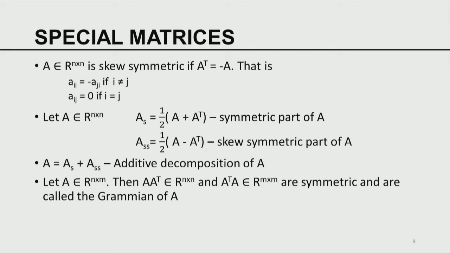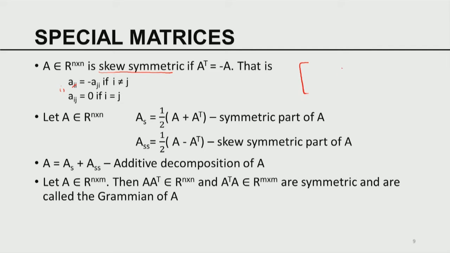The special matrices continue. A matrix is said to be skew symmetric matrix if A transpose is minus A. So symmetric matrix is A transpose is A. Skew symmetric matrix is A transpose is minus A. So in a skew symmetric matrix, a_ij must be equal to minus a_ji, and a_ii is equal to 0 if i is equal to j. So the diagonal elements of a skew symmetric matrix are 0.